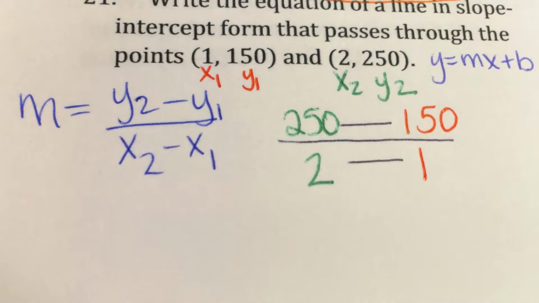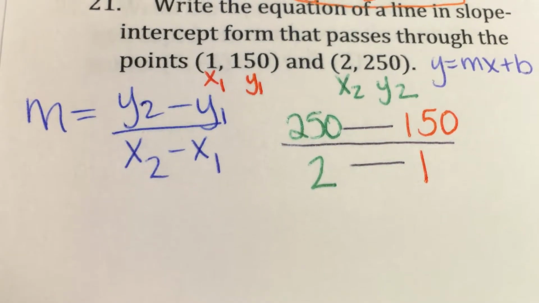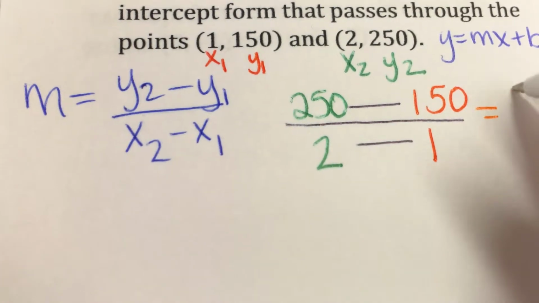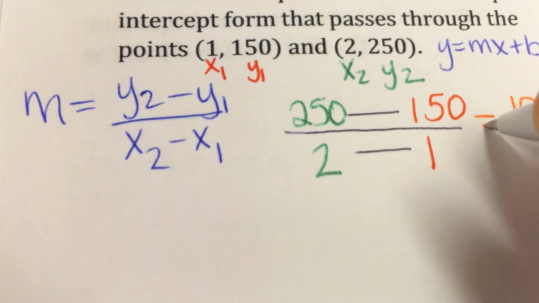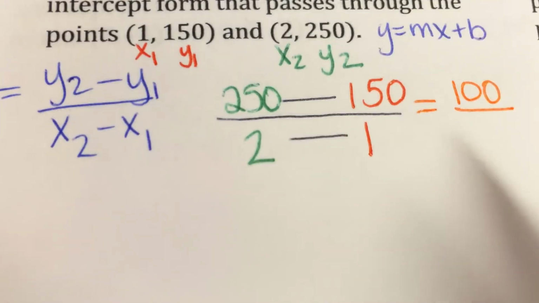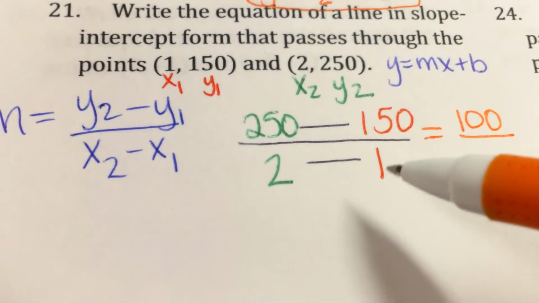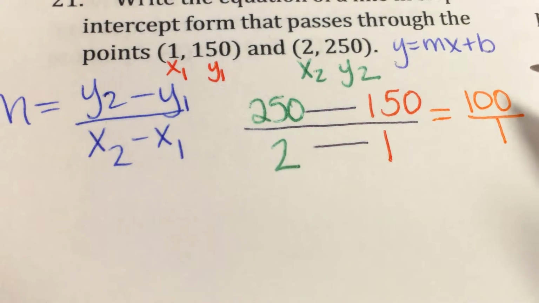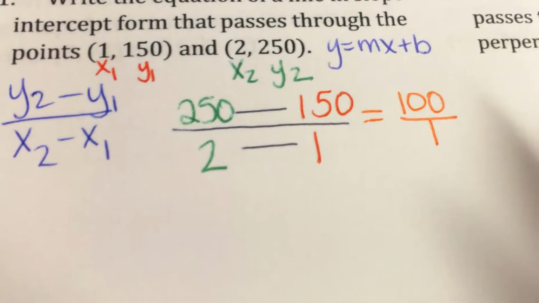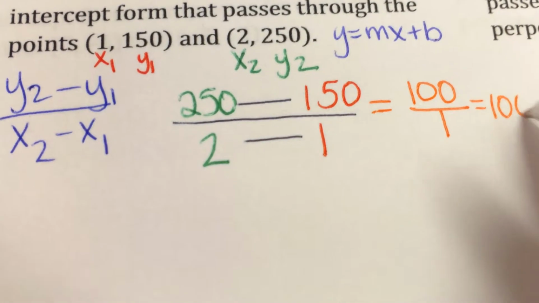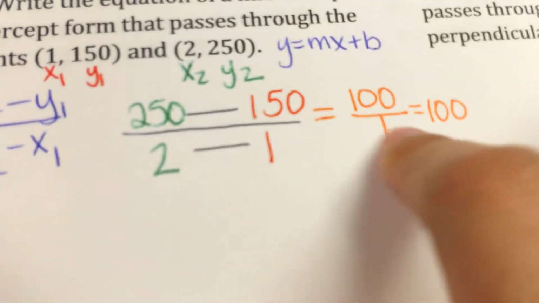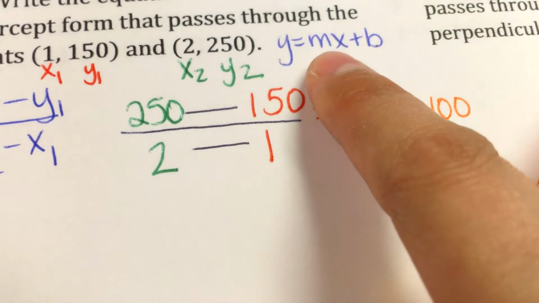Alright, so now we're just going to simplify it. So 250 minus 150 is 100, and 2 minus 1 is 1. 100 divided by 1 is 100. So what I just found is your m. That's your slope, 100. So we can put that there.